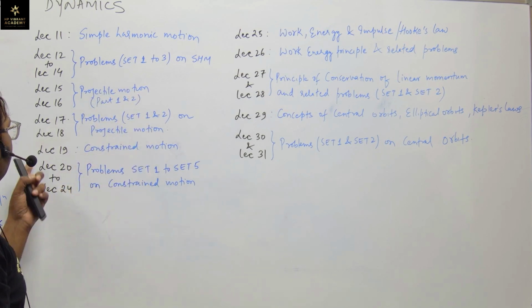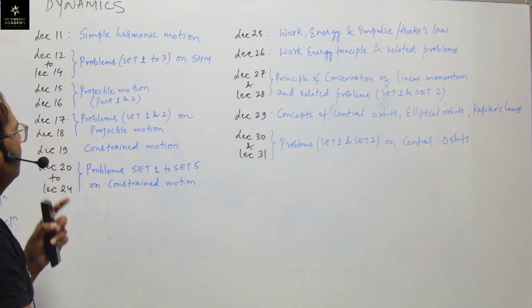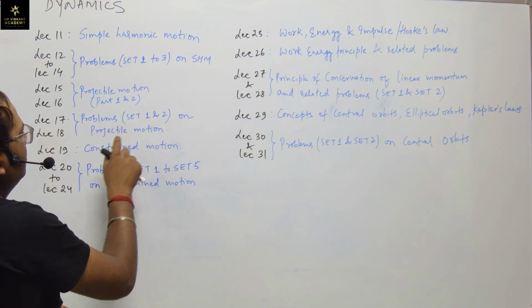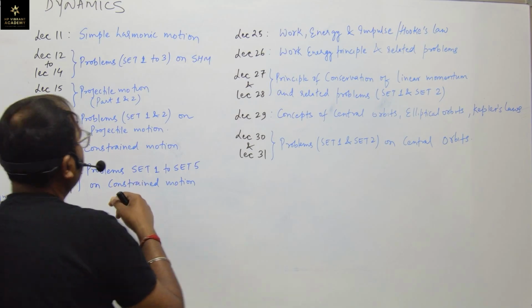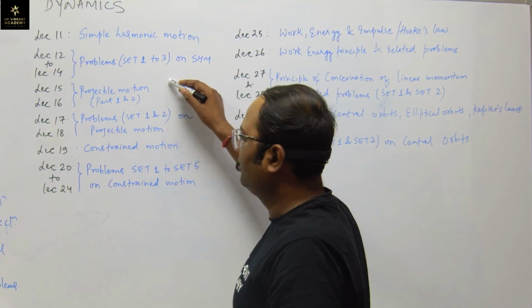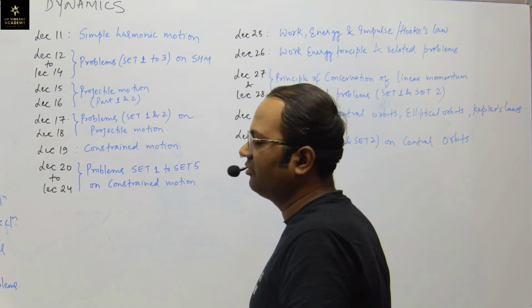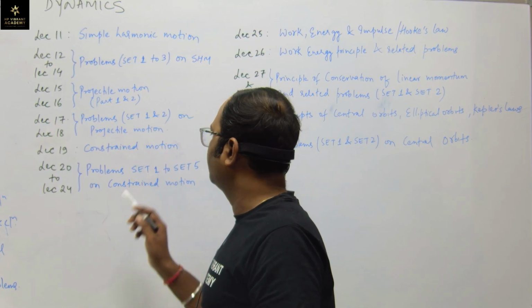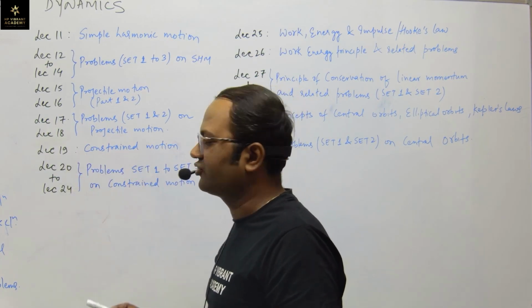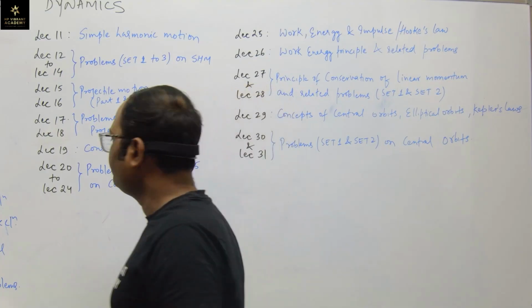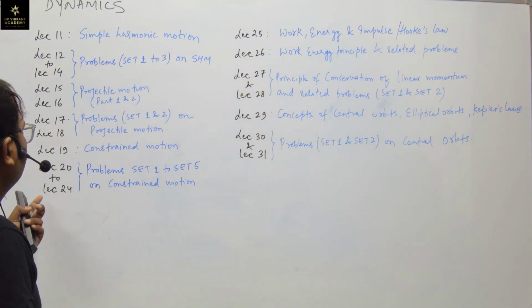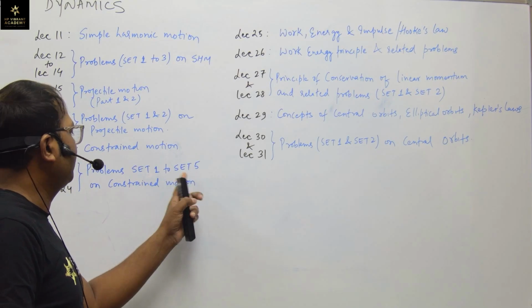In lecture 17 we have problem set 1 and set 2 on projectile motion. Based on the concept of projectile motion, we have problems. Problems we are covering in set 1 and set 2. In lecture 19 we have constrained motion. And in lectures 20 to 24 we have problem set 1 to set 5 on constrained motion.